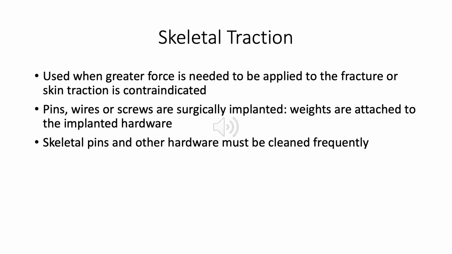Skeletal traction applies force directly to the bone. It may be used in conjunction with skin traction depending on the location and severity of the fracture. Pins, wires, or screws are surgically implanted. Weights are attached to the implanted hardware in one or more directions to maintain the fracture in correct alignment. This is done under sterile conditions while the patient is under local or general anesthesia.